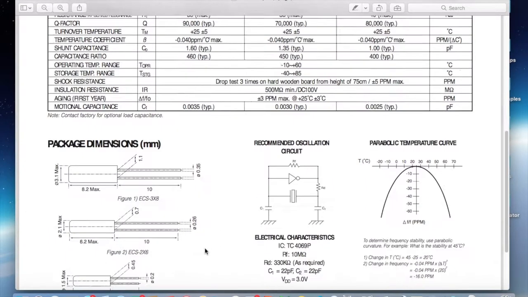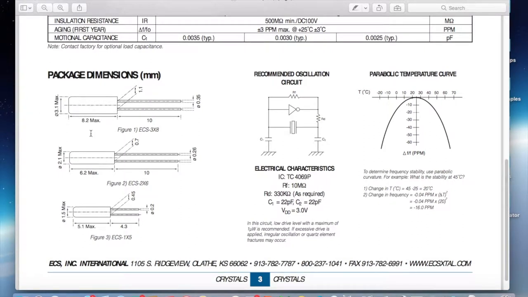And let's go down to the package. So the part number is 3X8, and this is just referring to the dimensions of the package. It's 3.1 millimeters in diameter, 8.2 millimeters in length, the actual can that the crystal is inside of. This is the temperature curve, and you can see that over the temperature range, minus 10 to 60, you can expect the frequency to change between 40 parts per million in one direction and maybe 50 in the other.